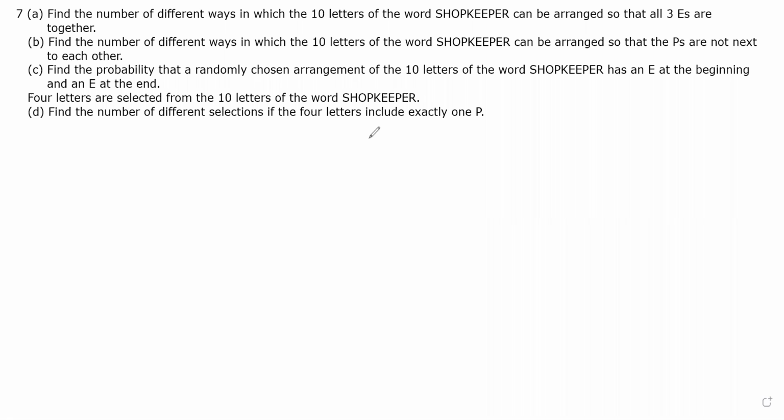Find a number of different ways in which the 10 letters of the word shopkeeper can be arranged so that all three E's are together. The number of arrangements, order is important. Let's look at the word shopkeeper. There are 10 letters.